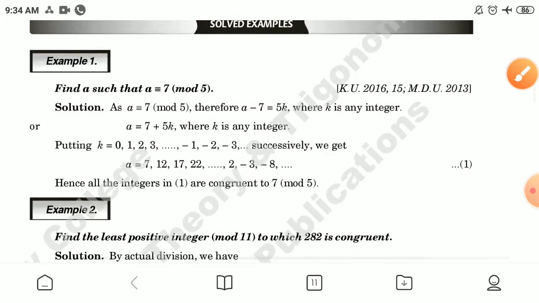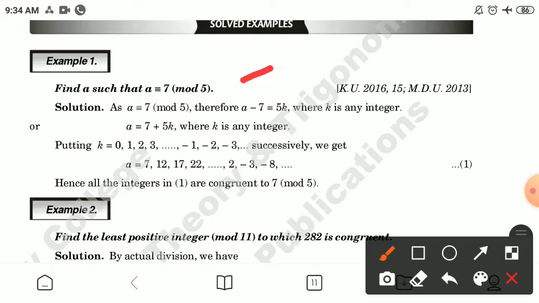Now taking some solved examples. First one is: find a such that a is congruent to 7 mod 5. As a is a solution, a is congruent to 7 mod 5, therefore a minus 7 is equal to 5k where k is any integer, or a is equal to 7 plus 5k where k is any integer. Putting k equal to 0, 1, 2, minus 1, minus 2, successively we get a equal to 7, 12, 17 and so on. Hence all the integers in the first are congruent to 7 mod 5.